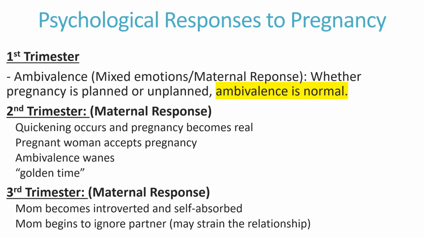Within the second trimester, we're going to have quickening, and this is when the pregnancy is going to become real. This is also their golden time. Ambivalence is going to lean off a little bit, and the woman is going to accept the pregnancy during this time. During the third trimester, mom will often become introverted and self-absorbed, and she may begin to ignore her partner, which could strain the relationship. Especially right before labor, they're going to go into a nesting phase. They're going to want to clean everything. So very common.